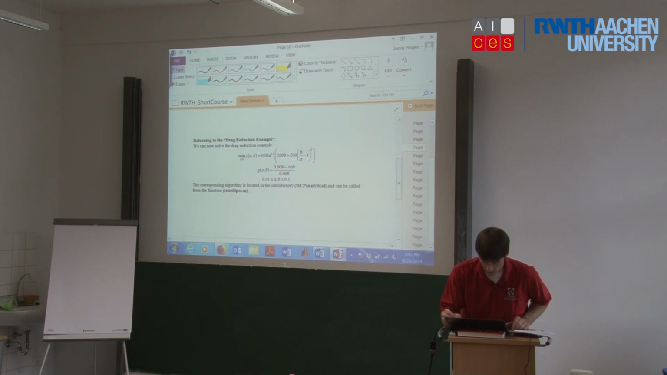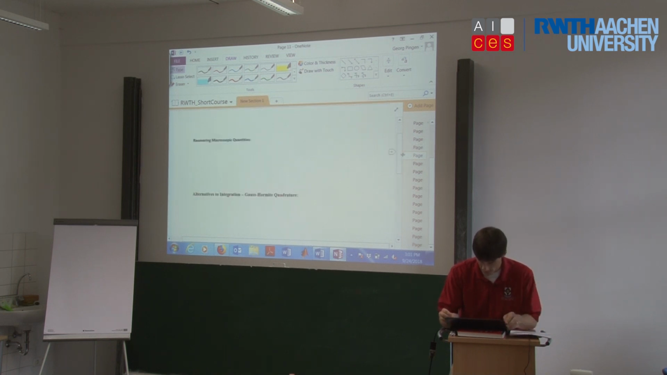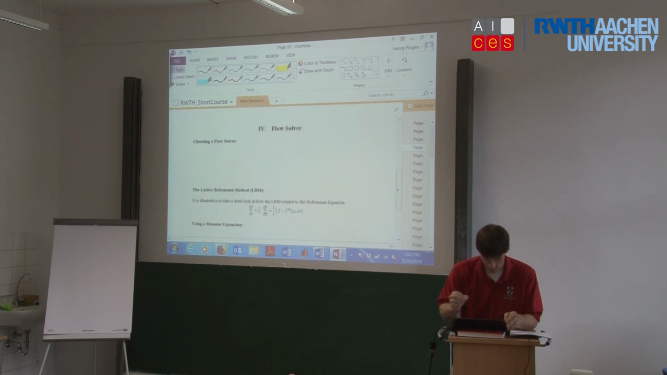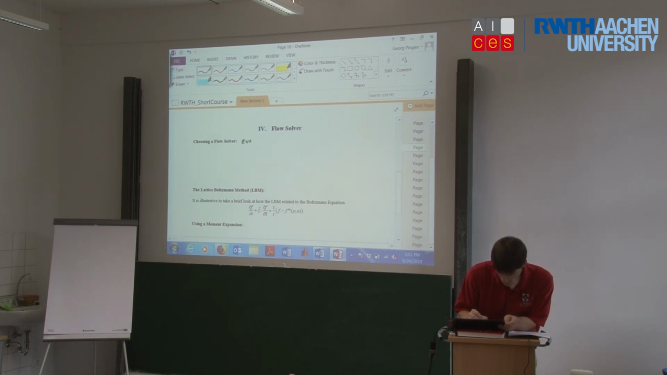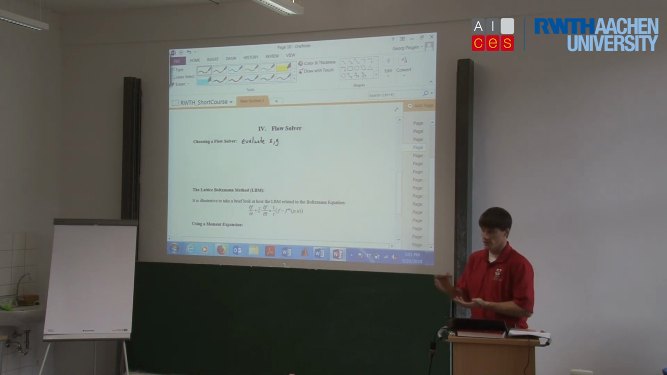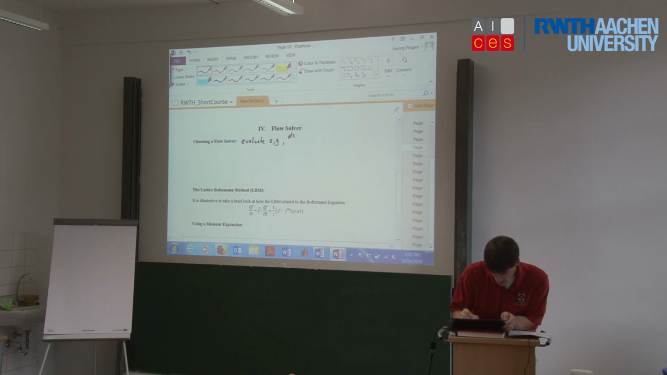But let's take a look now at flow solvers. We want to choose a flow solver, and we need a flow solver that allows us to evaluate Z and G. Also the derivatives: we need dz ds and dg ds. We also need to be able to change from solid to fluid and vice versa.